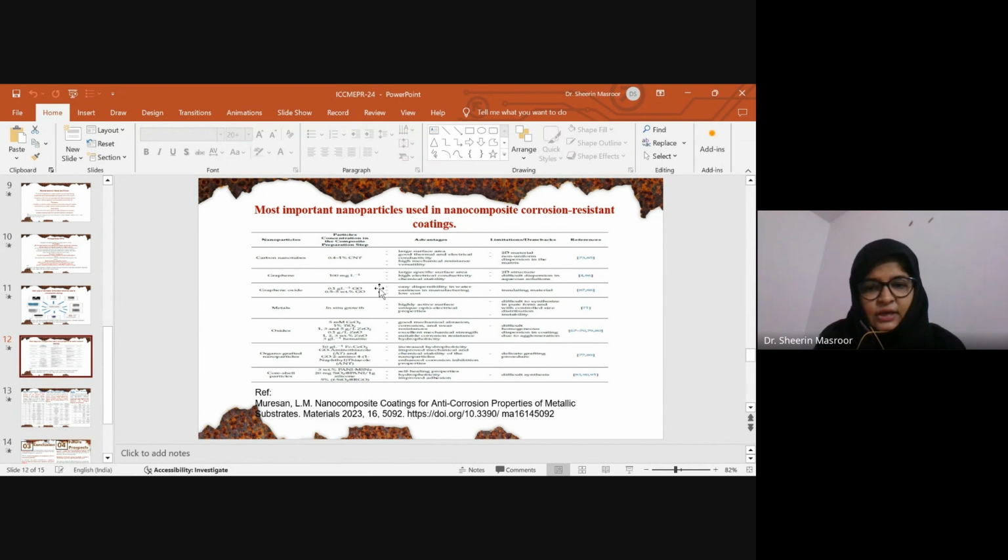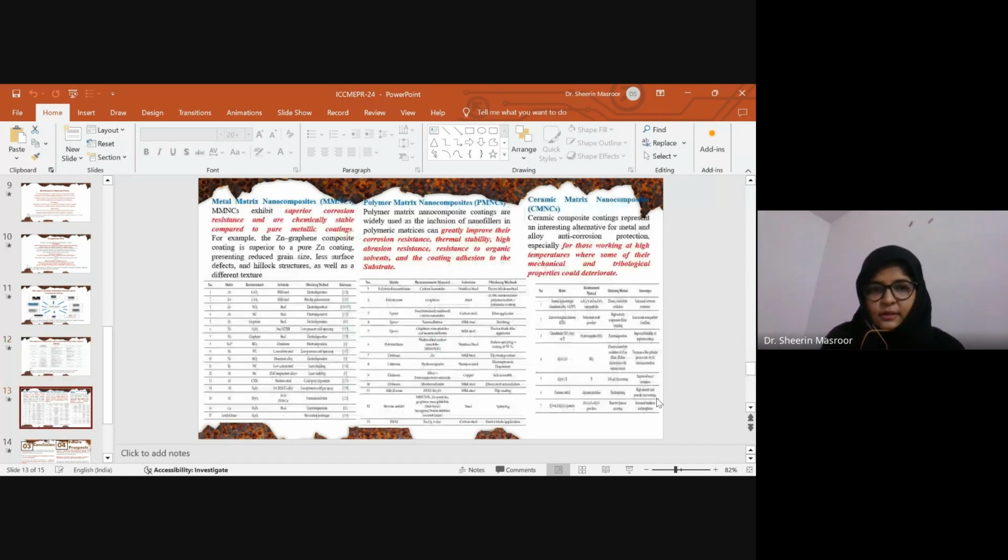In synthesis, they are difficult to handle, and their process of grafting is also difficult. So these are some kinds of nanocomposite coatings: metal matrix composite, polymer matrix composites, and ceramic matrix composite. When we are talking about the metal matrix composite, we are seeing from different literature that they have a superior corrosion resistance and are chemically stable compared to pure metallic coating.